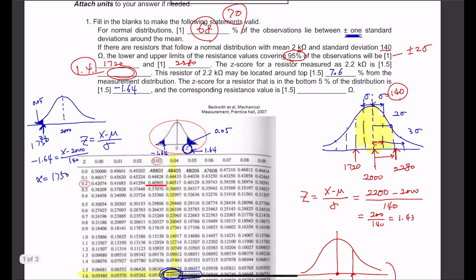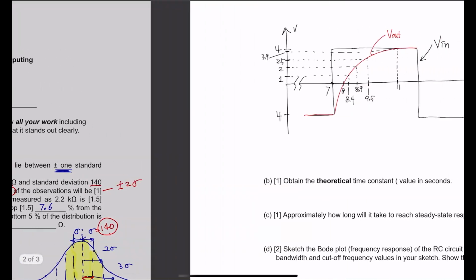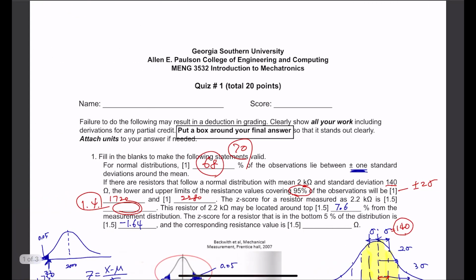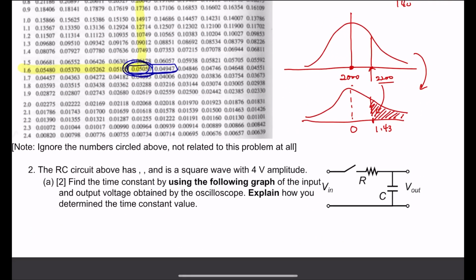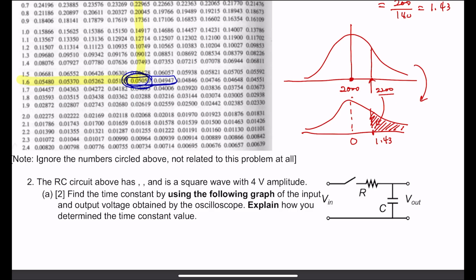All right, if not, let's move on. Oops, this thing was imported wrong. All right, so the next part here was the RC circuit, and it has a square wave with 4-volt amplitude. And the question was, find the time constant by using the following graph of the input and output voltage obtained by the oscilloscope, and explain how you determine the time constant value.